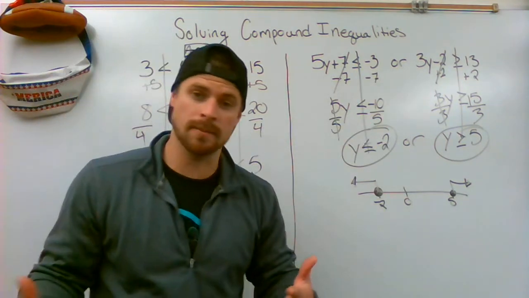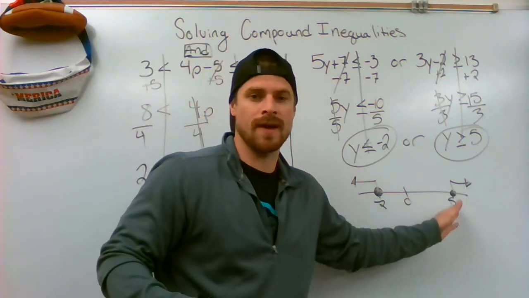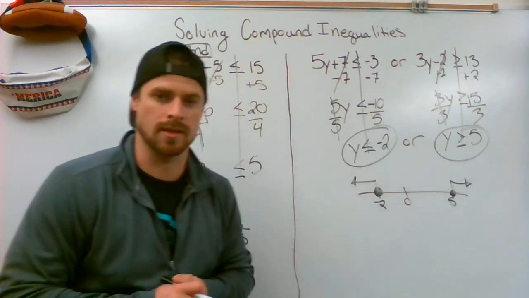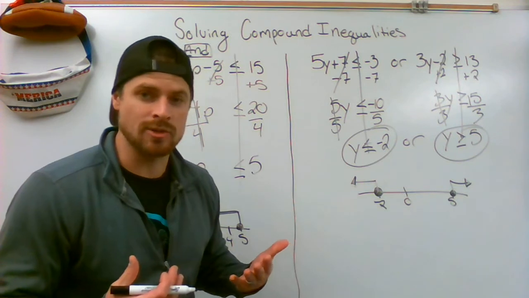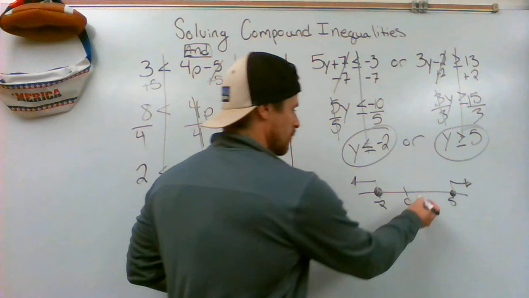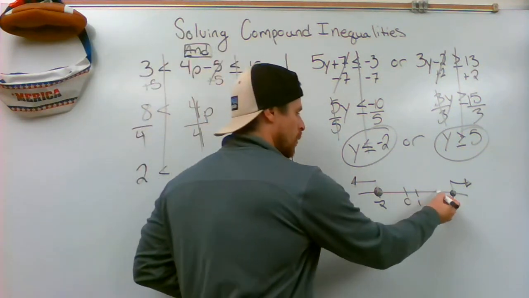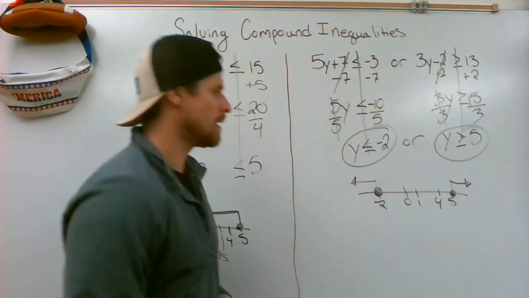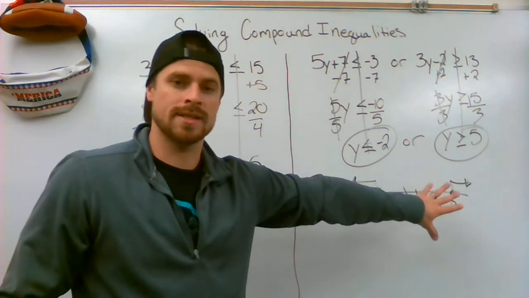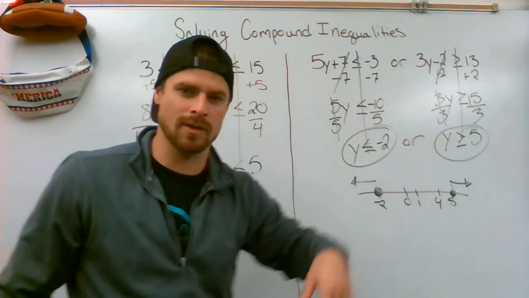As long as I choose a number that is less than or equal to negative 2 or greater than or equal to 5, it will work for this overall compound inequality. Numbers I can't choose, things that will not work for either of these: 1, don't try it, won't work. 4, won't work. But as long as I pick something out here, it will. Or statement, arrows go away from each other. You're just basically solving two separate inequalities.